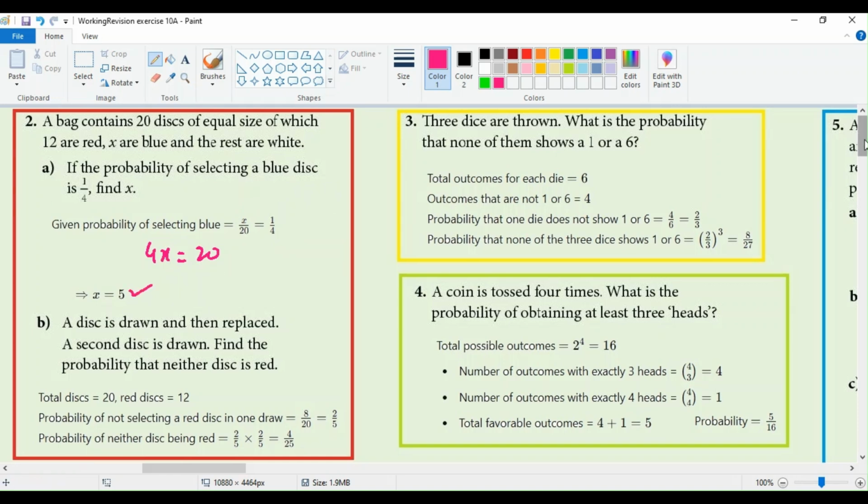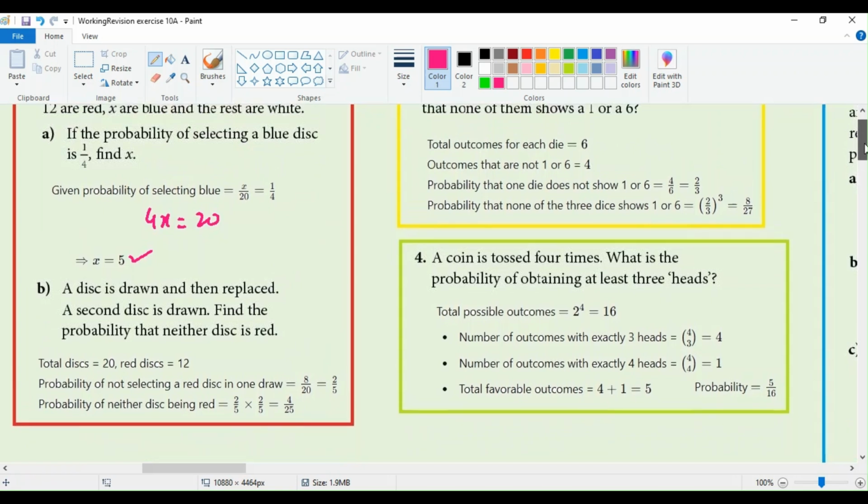Now in the second part, total discs are 20, red discs are 12, and the probability of not selecting a red disc in one draw is 8 over 20, which equals 2 over 5. 4 times 2 is 8 and 4 times 5 is 20. So 2 over 5 and another 2 over 5 is going to give us 4 over 25. This is going to be the answer for this part of the question.